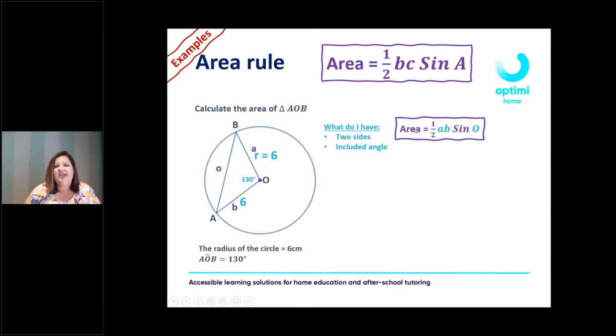So I'm going to use this information and substitute it into the equation for the area of a triangle. So the area is half ab, because that's my 2 known sides, sin of my included angle, which is O, 130 degrees. So I'm going to substitute it in there, half times 6, because a is 6, b is 6, and my angle O is 130 degrees. So when I substitute it in there, I will get an area of 13,79 centimeter squared at this stage, because they gave me a unit of centimeters over there.